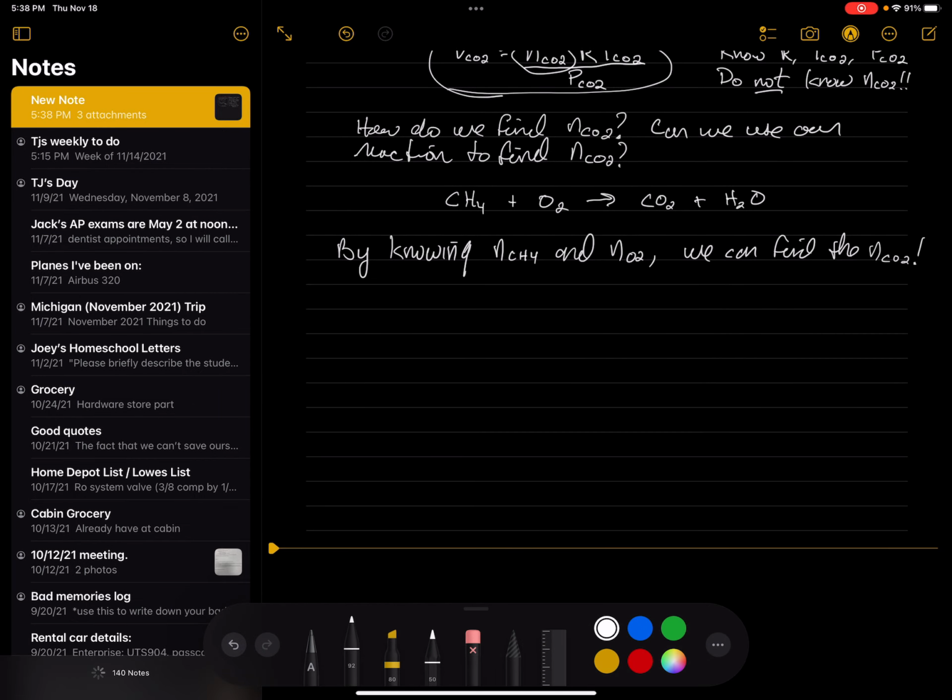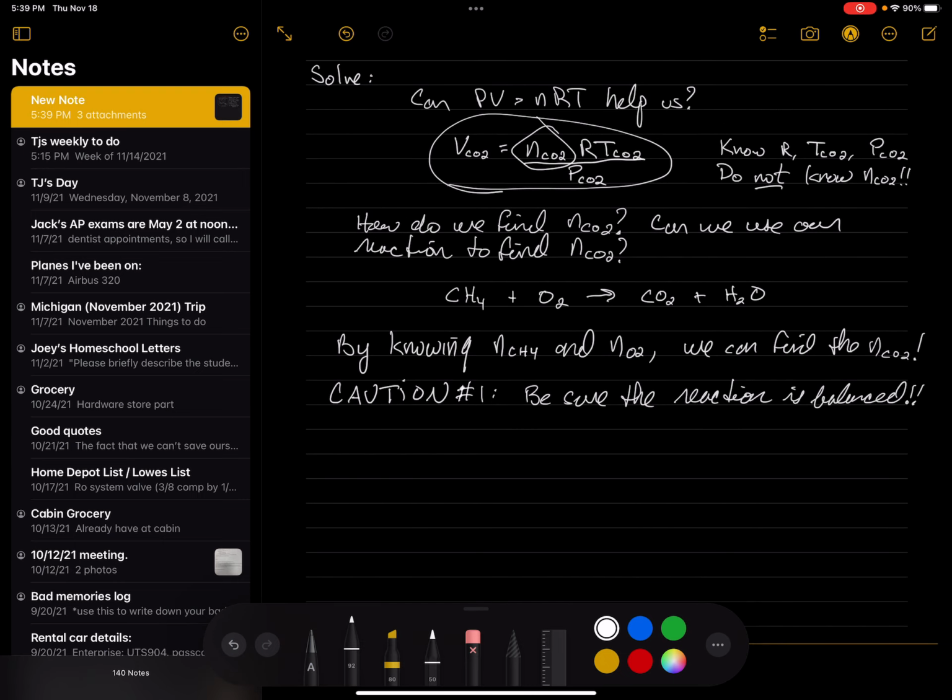All right, but now there's a caveat, there's a catch. Okay, so there's a caution, and there's actually two cautions. Okay, caution number one: we have to be sure the reaction is balanced. So let's take a look at our current reaction the way that it's written. Okay, we're going to take a look at this right here.